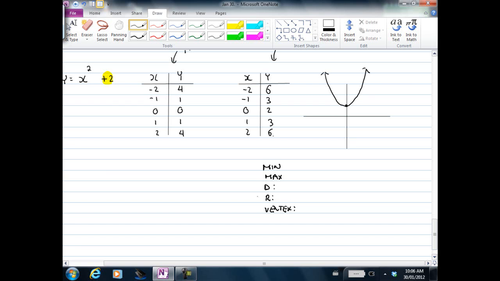Crystal, what's your minimum going to be? Sorry, whoa, your minimum? No, minimum is not greater than; that's your domain and range. Minimum means what's the number? If there's a number, what's the lowest you can have on this graph? 2 is correct.